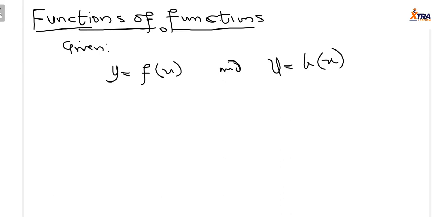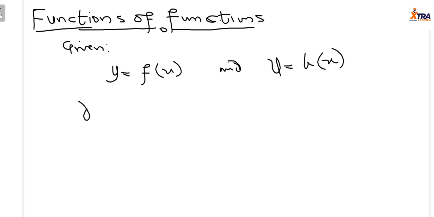This is a function y equals f of u, and u is equal to what? h, which is a function of what? x. So we're having a relationship between these. We have to find the derivative of y equals f of u, where u equals h of x. So this is given as function of function.